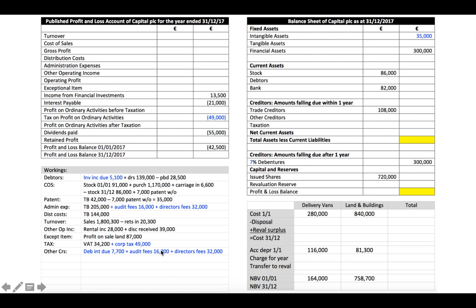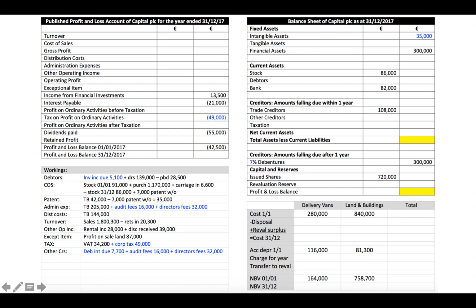And then director's fees need to be paid. So director's fees are also an administration expense. So 32,000 needs to be added on there. And then that also needs to be paid. So it hasn't been paid yet. So we plus director's fees, 32,000 there.